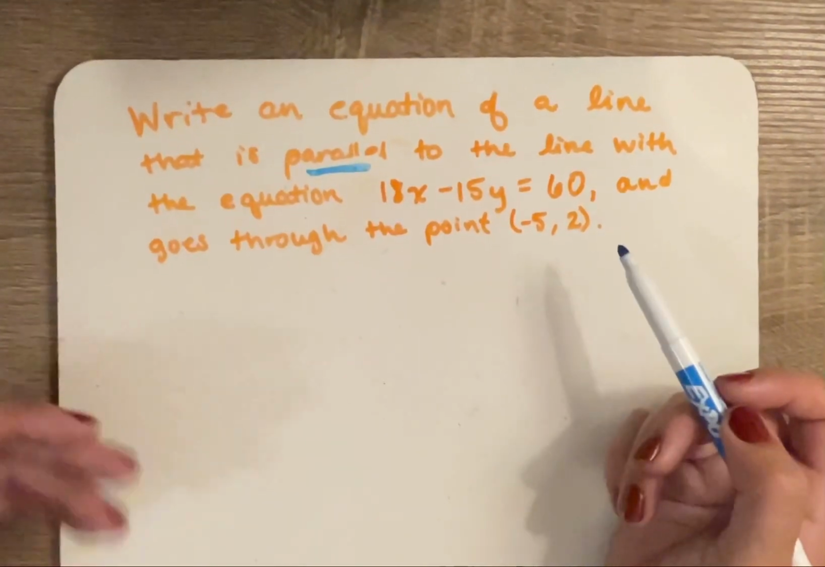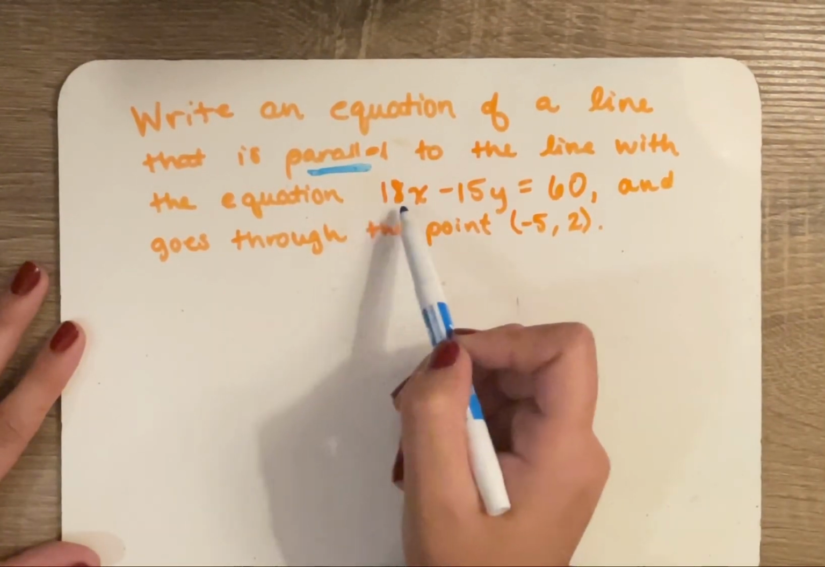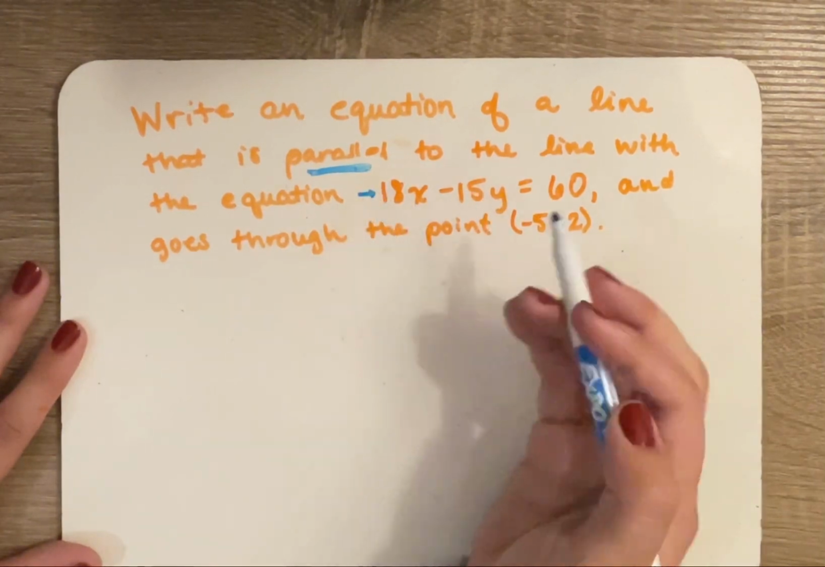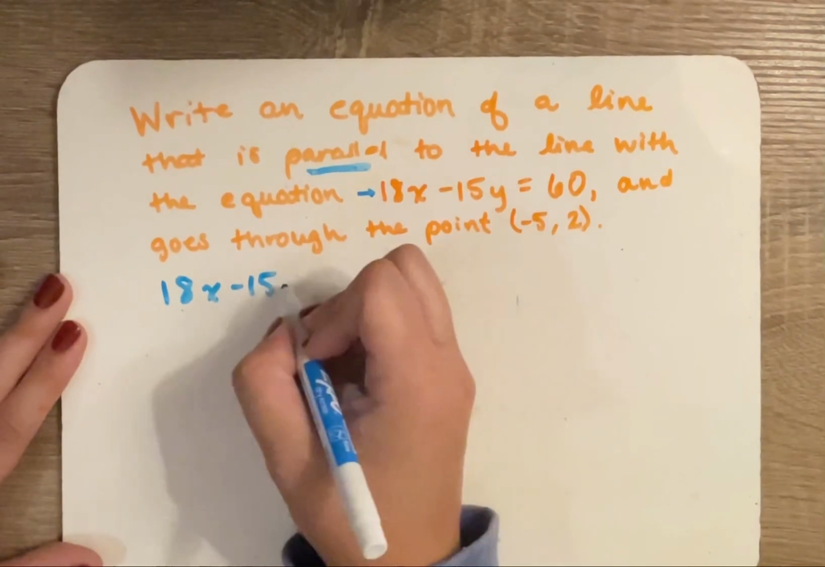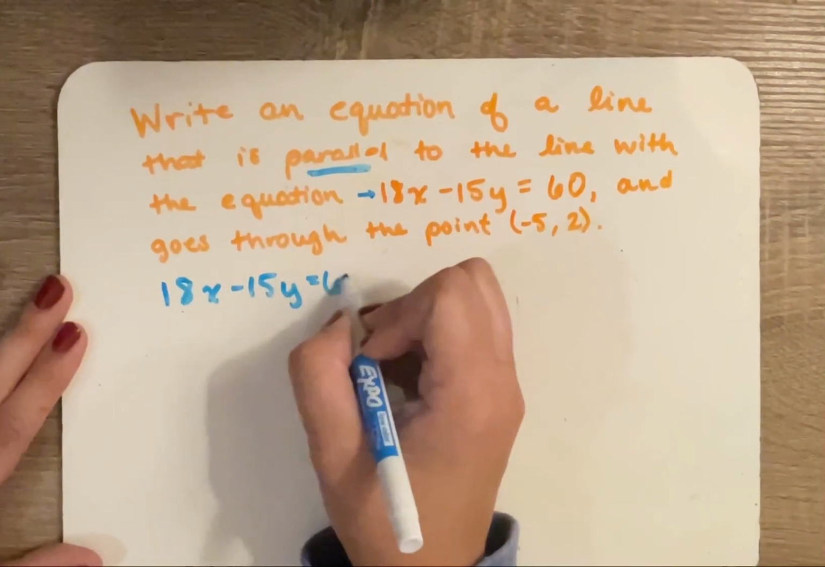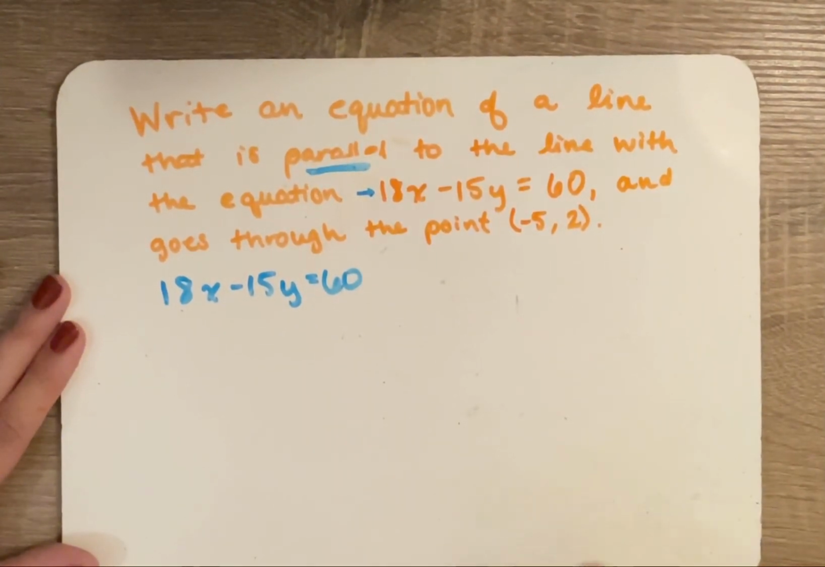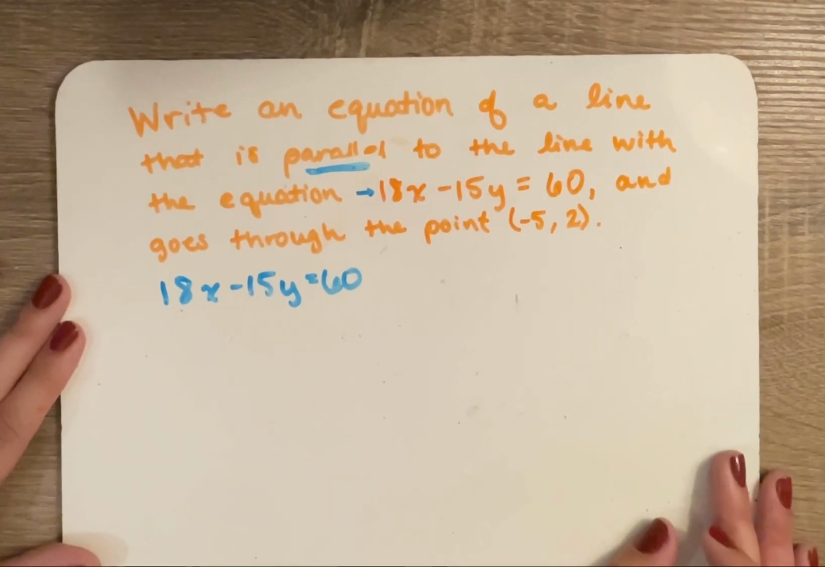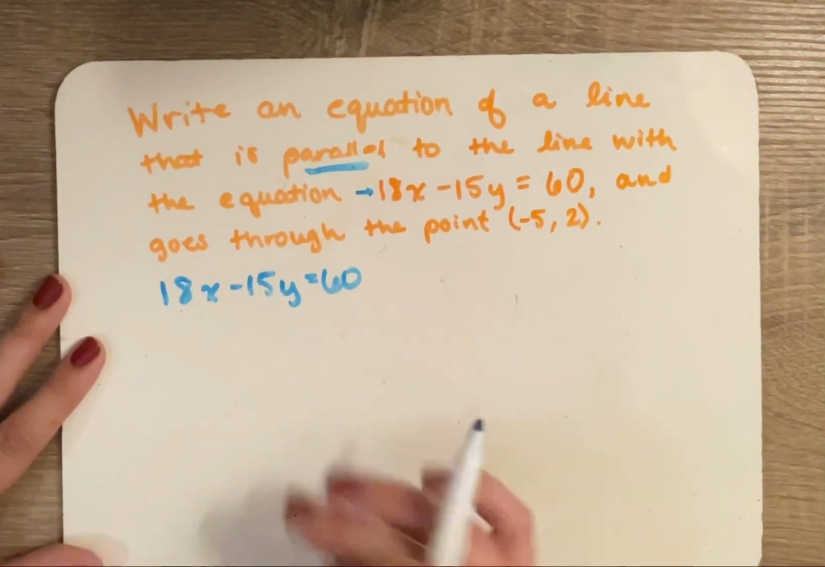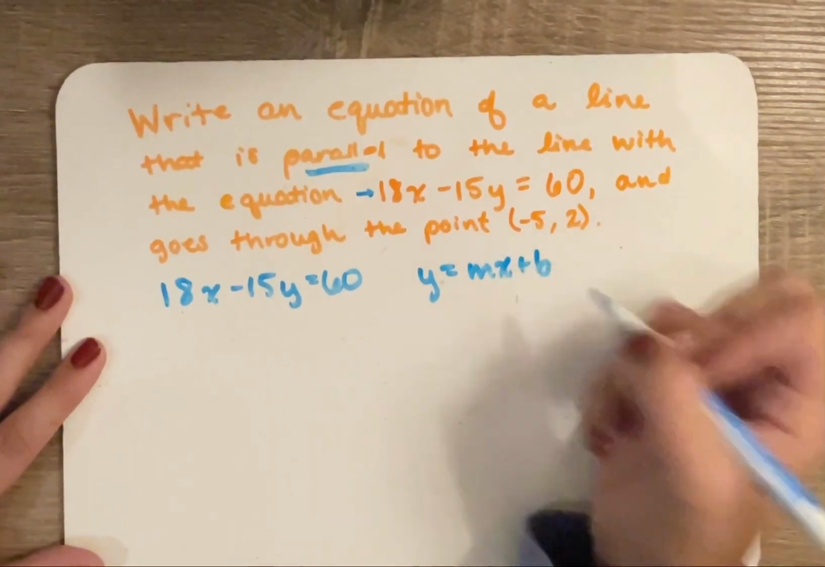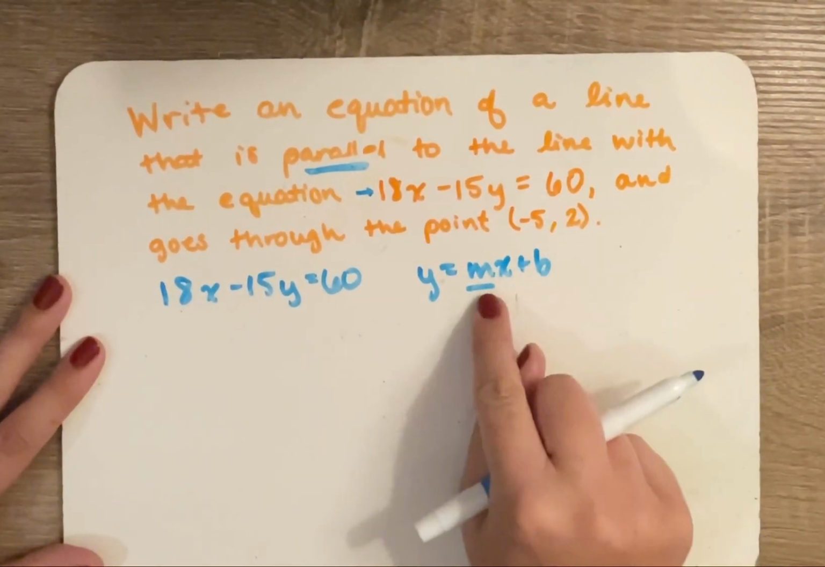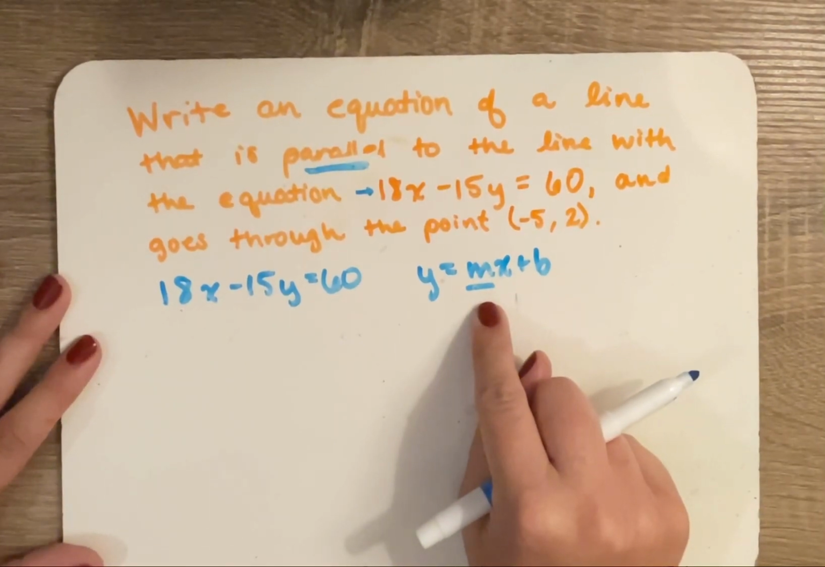So I'm going to start by figuring out the slope. I can figure out the slope by taking the original line and rewriting it in a different form. The way that this line is written right now, I cannot really tell, at least not very easily, what the slope is. But if I manipulate it to get it into slope-intercept form, y equals mx plus b, then I'll be able to determine what m, the slope, is.